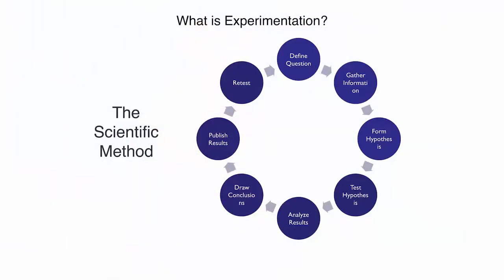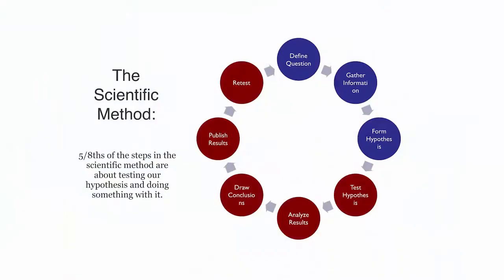Now, what is experimentation? This is how the scientific method has worked for the last 400 years. You define a question, you gather information, you form a hypothesis. This is how all of science, not just industry, has worked. And if you look at this circle, more than 50% of it is about defining the hypothesis and doing something with it.